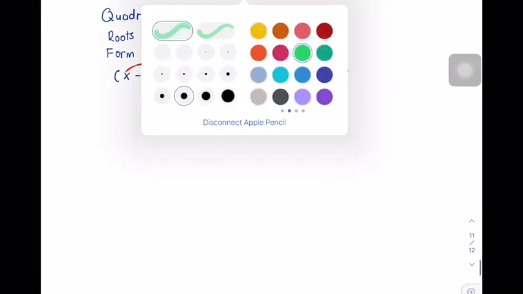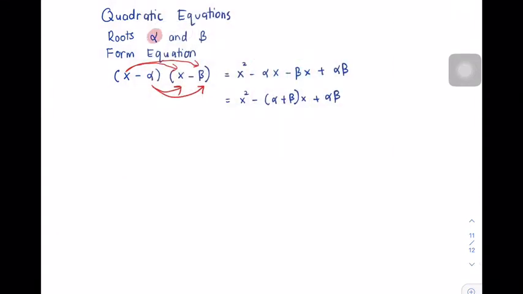And you can see here, since the roots are alpha and beta, the term in the middle is, if you still remember, the sum of roots. And at the back, which is alpha times beta, is the product of roots. When you multiply the roots, it will be at the back of your quadratic equation.